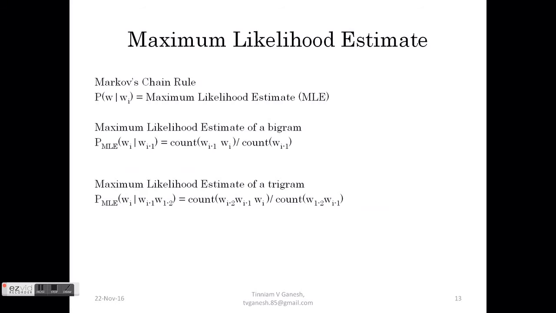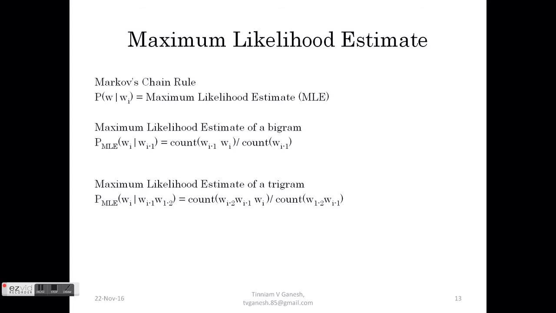And then we have something known as the maximum likelihood estimate. So what is the maximum likelihood estimate? Markov came up with what is known as the chain rule, which says the probability of a word, given that a word has already occurred, is known as the maximum likelihood estimate. And the way we compute that is the probability of a word wi, given that the word wi minus 1 occurred before that, is equal to the count of the combination of two words, wi minus 1 followed by wi, divided by the count of wi minus 1.